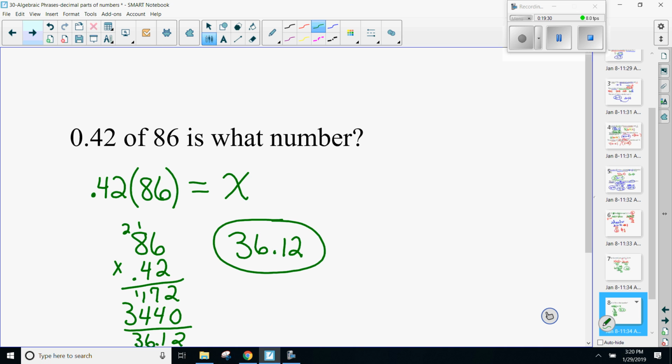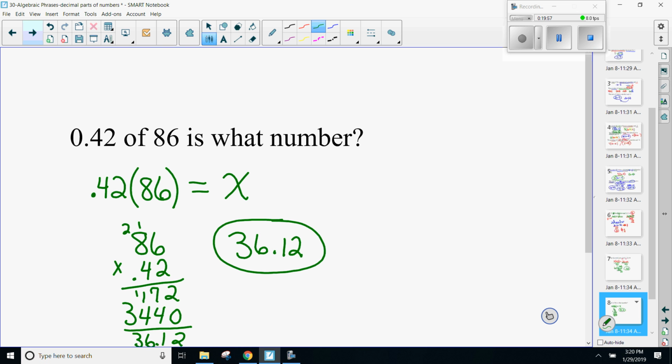It's got to be less than what? Less than 86. If it were a multiple choice test, I could already rule out anything that's greater than 86, because 0.42 is less than half. Half of 86 is 43. So it's got to be less than 43. Do you have anything less than 43?